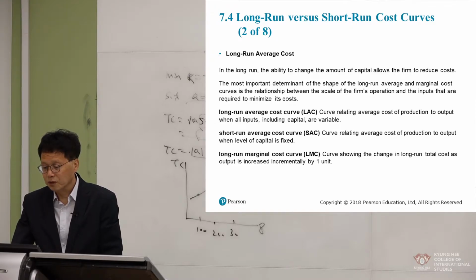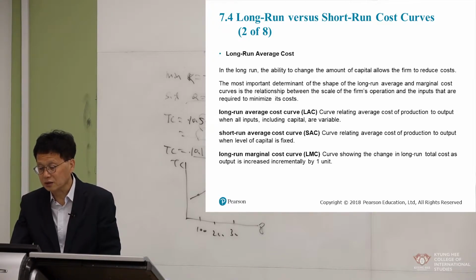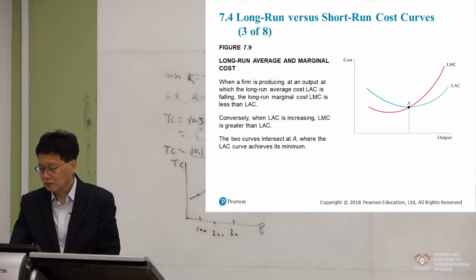When capital is also variable, simply talking in the two-factor model, right? Short run average cost curve: the curve relating average cost of production to output when the level of capital is fixed. Long run marginal cost curve: the curve showing the change in long run total cost as output is increased incrementally by 1 unit. Okay? So look at this.